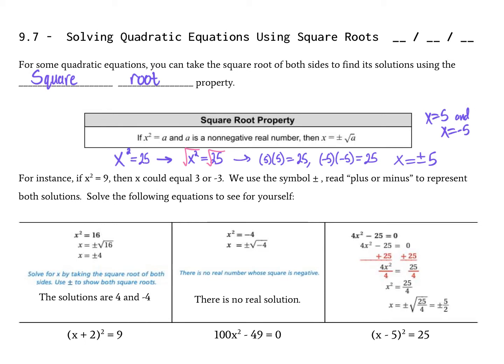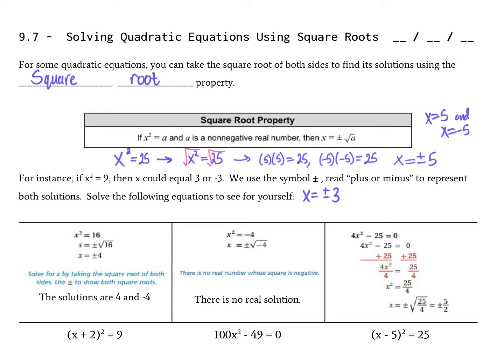Another example, x squared equals 9. x could equal 3 or negative 3, because you could square both of them and end up positive. So we would say x equals plus or minus 3. There are really two answers there. All right, a couple worked out ones here.